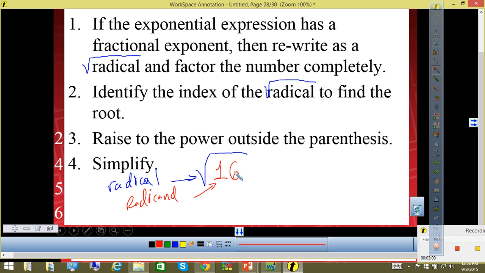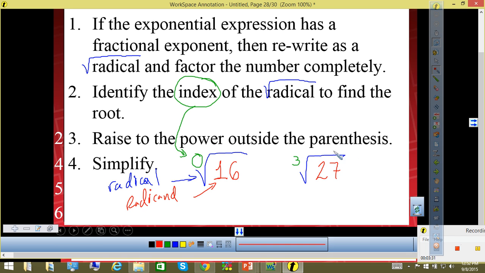Radical, radicand. Okay. Now, there's an invisible number here that you don't see. Do you guys see it? No, because it's invisible, right? That one's called the index. And let me show you how it looks in a different expression. I'm going to show you the cube root of 27.